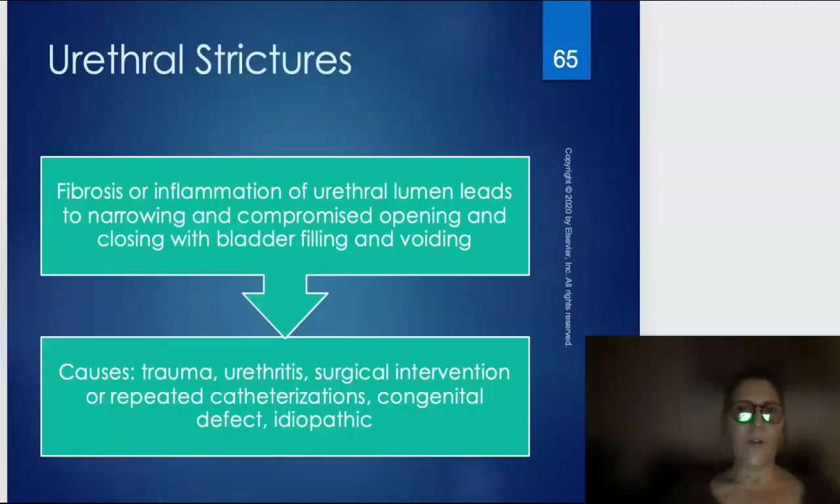Urethral strictures: fibrosis or inflammation of the urethral lumen leads to narrowing and compromised opening and closing with bladder filling and voiding. This could be from trauma, from urethritis, from a surgical intervention, or repeated catheterizations, or it could be a congenital defect or idiopathic. We have no idea.